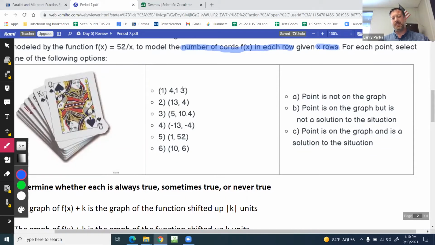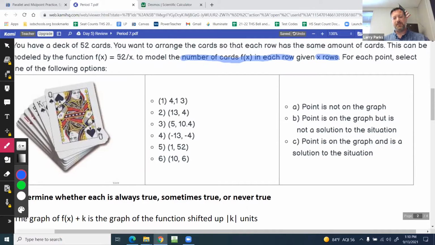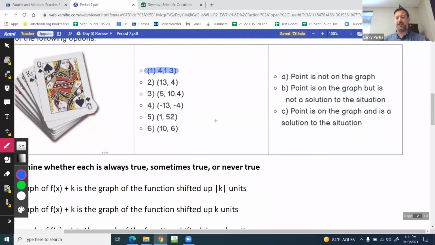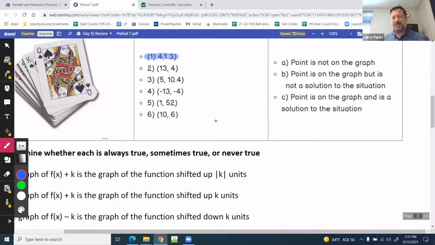So we're going to look at this, and this should say 4, 13. So is this a possible scenario? So what is 52 divided by 4? 52 divided by 4 is 13. So this is a solution. Okay, so it's going to be B or C. It's on the graph. I guess it's better, I would say it's on the graph.